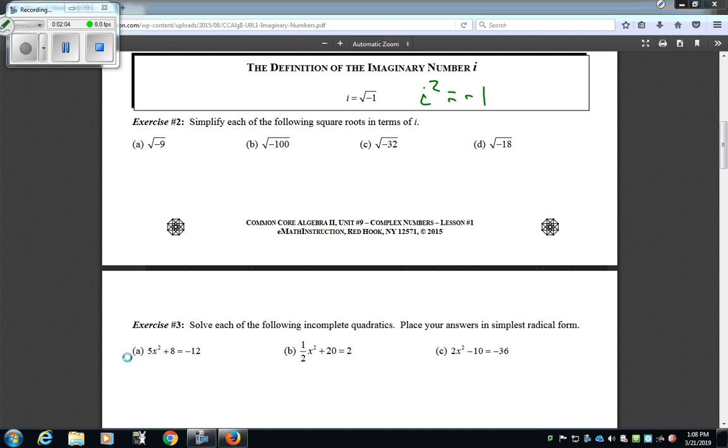So we're going to simplify each of these square roots and put them in terms of i, and you'll notice that they're all negative. So what you can do for each one is factor out that negative. So if I factor -9 into -1 times 9, that means I'm going to have 3 for the radical 9, and then i for the radical of -1. And same thing with B. We got -1 times 100, and radical 100 is 10, and then this would be i.